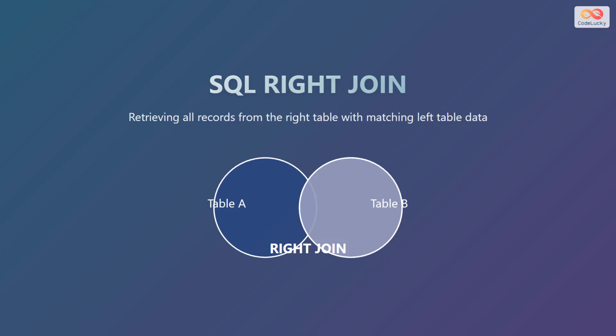In this video, we will explore the SQL right join. A right join retrieves all records from the right table, along with the matching records from the left table. Let's dive in and understand how it works.